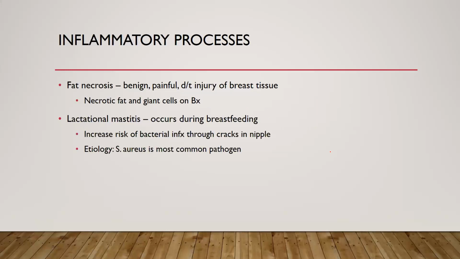So some inflammatory processes of the breast tissue, you could have fat necrosis or lactational mastitis. You could have mastitis otherwise, right? Mastitis is inflammation of that breast tissue. Lactational mastitis is talked about more often because it's occurring during breastfeeding, because the breast tissue is under more stress and duress during that time. You really see an increased risk of bacterial infection because of nipple cracks or nipple dryness. And so Staph aureus is your most common pathogen.